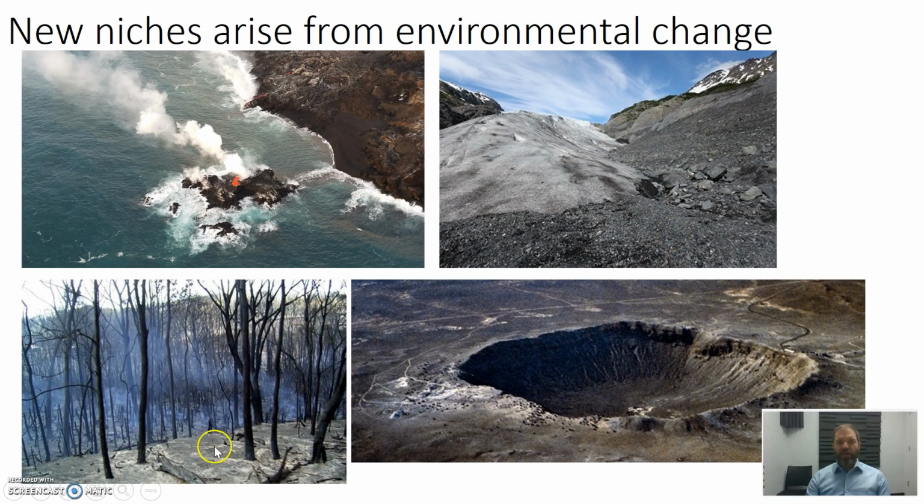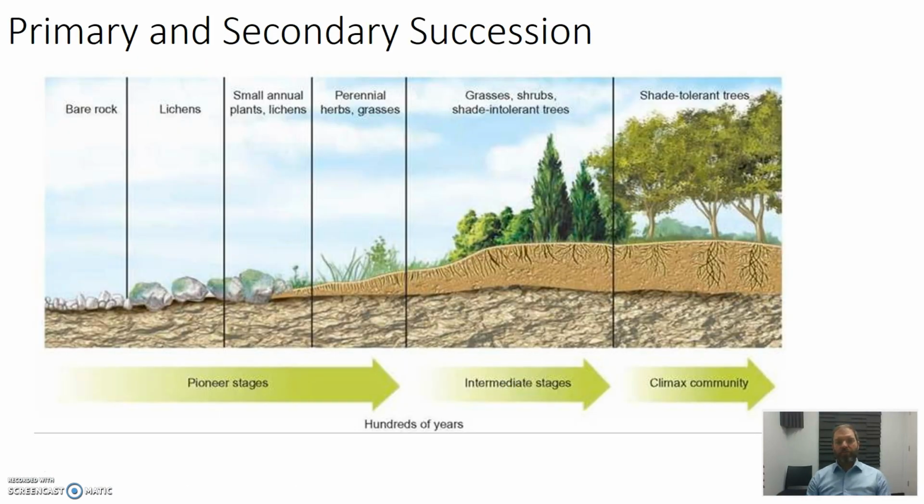Here is after a bushfire, where you have bare earth and a whole lot of dead trees, and this one's pretty catastrophic. This is obviously a meteorite impact crater. But each of these clear away the community, leaving behind the ability for a new community to establish itself and create a new ecosystem. That process is what we refer to as succession. There are two examples of that, primary and secondary.